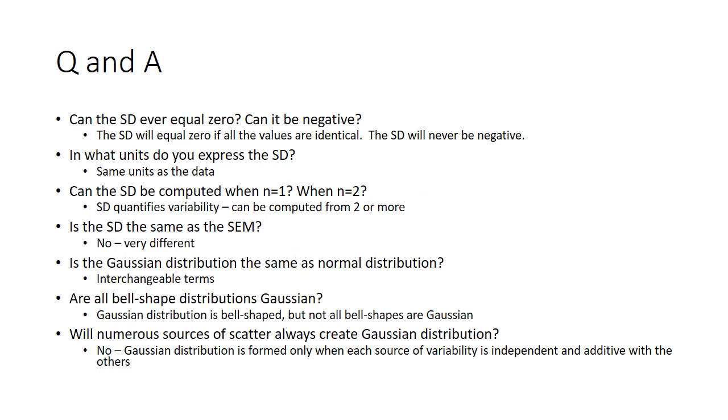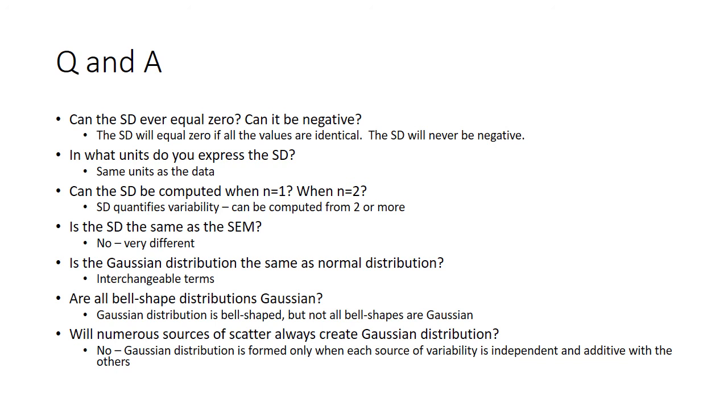So the first one, can the SD ever equal 0? Can it be negative? You will find that the standard deviation will equal 0 if all the values are identical, because you're measuring all those differences between the mean and the values. You're squaring that. So you'll never find that the standard deviation will be negative, but if all the values are the same, then it would be 0, because the average would be the same as all the values there. The standard deviation should be expressed in the same units as the data, because you're not really canceling any of those units out at that point.